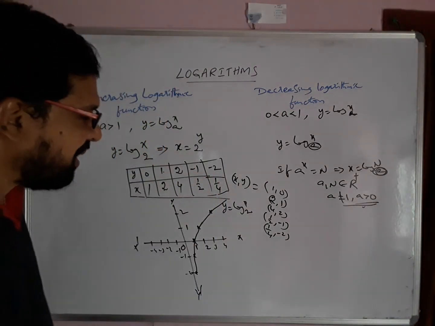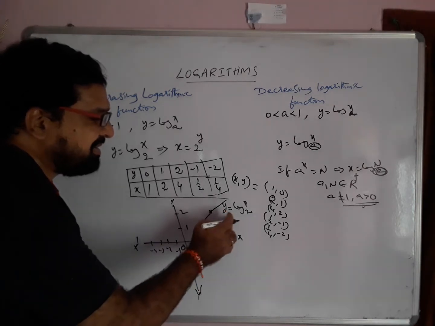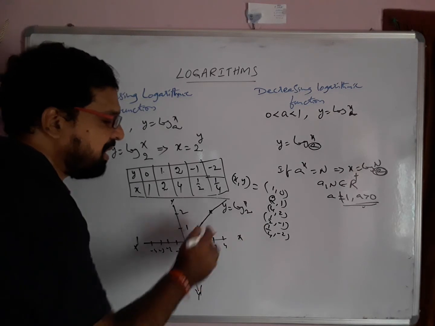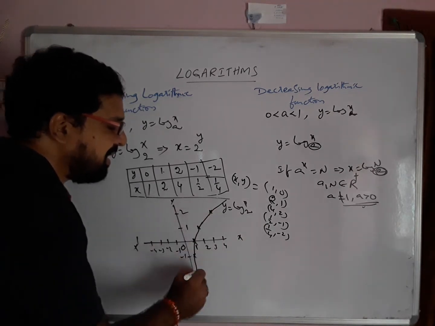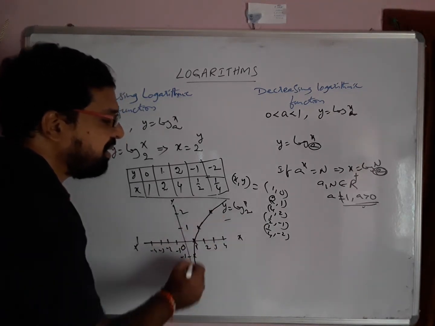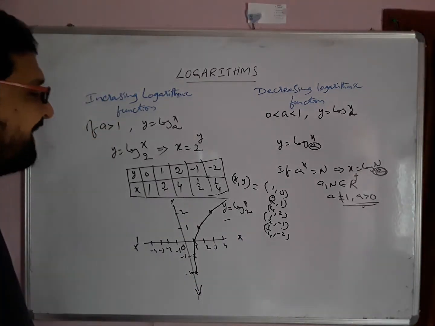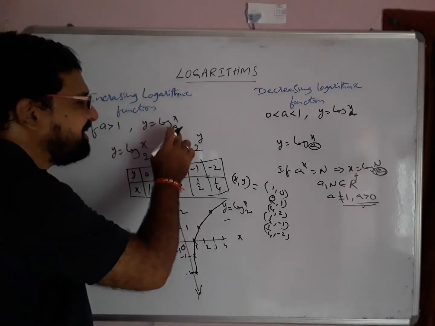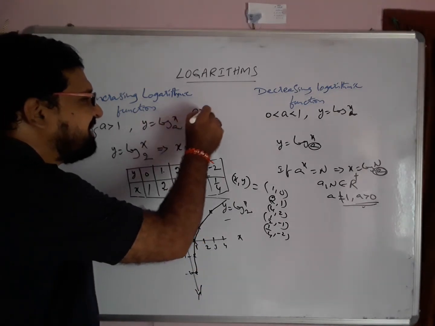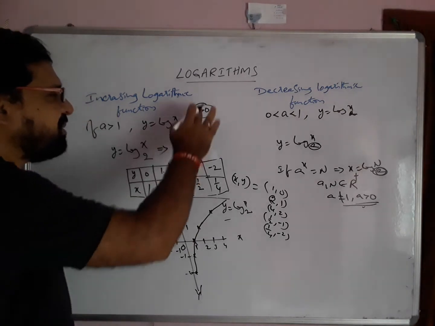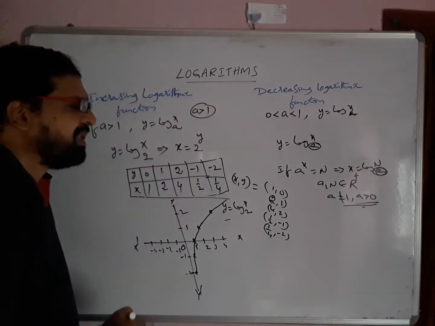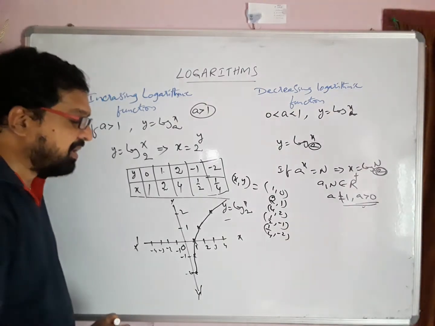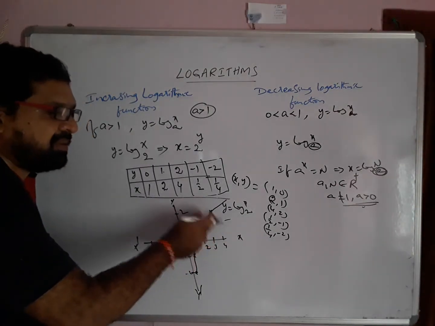So what are the graphs that we are going to draw? y is equal to log x to the base 3, y is equal to log x to the base 5, y is equal to log x to the base 10. Everything is going to come like this. That is why this is called an increasing function. Whenever log x to the base a, a should be greater than 1, it is called an increasing logarithmic function.